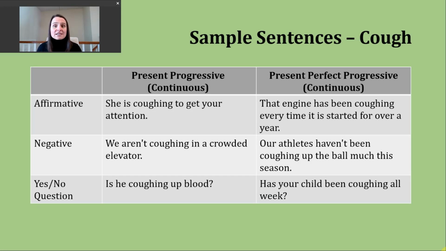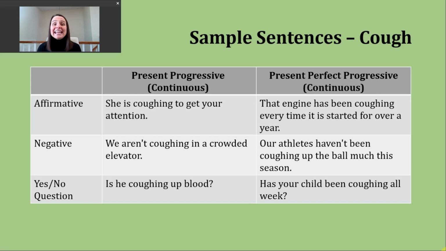We need a present form of be, so that's going to be am, is, or are. And then our second part is the ing form of the verb. Let's look at an affirmative example. She is coughing to get your attention. Okay, so maybe you've been in a situation where you've seen someone do that, to try and get someone to look at or respond to another person.